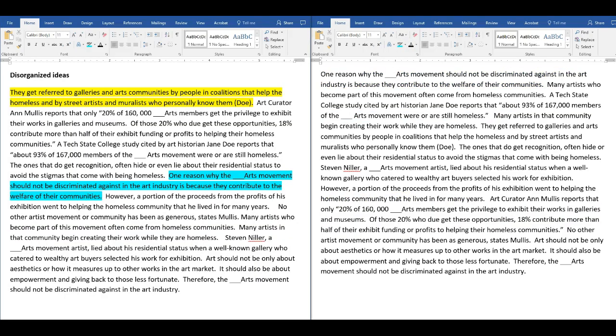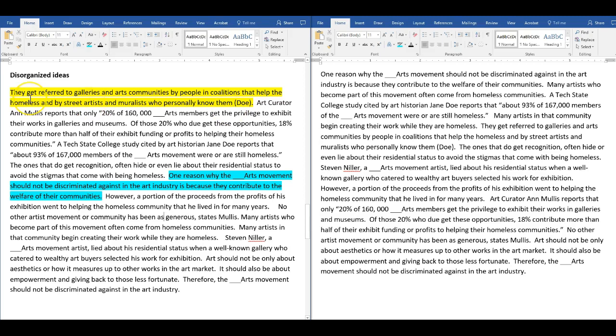Third type of problem are disorganized ideas within the paragraph. This usually happens when writers are in their first drafts and they're putting paragraphs together. They haven't yet organized the ideas.